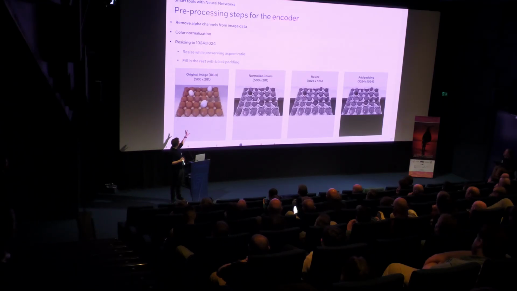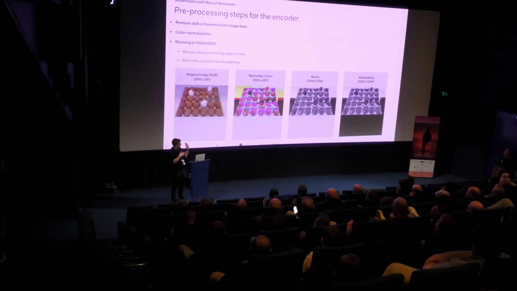You have your original image that is 500 by 281. Then you normalize the colors, and it looks very trippy. It kind of looks like acid. So maybe this explains why a lot of LLMs are hallucinating. I don't know. Then you resize it. This looks the same, but essentially that's because it's the same diff. And we add some black padding. And that's it for the pre-processing steps.